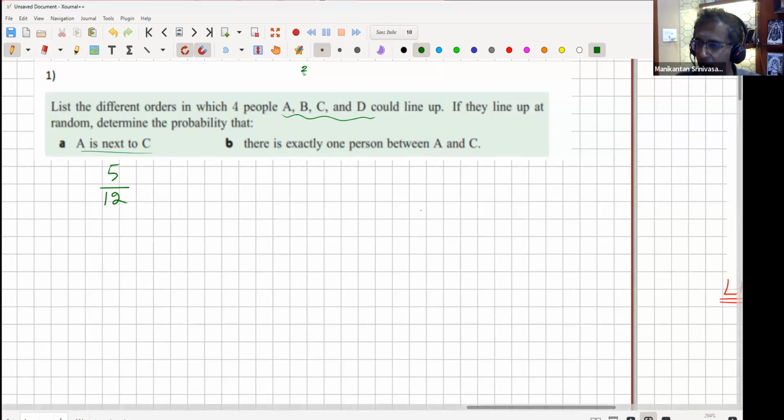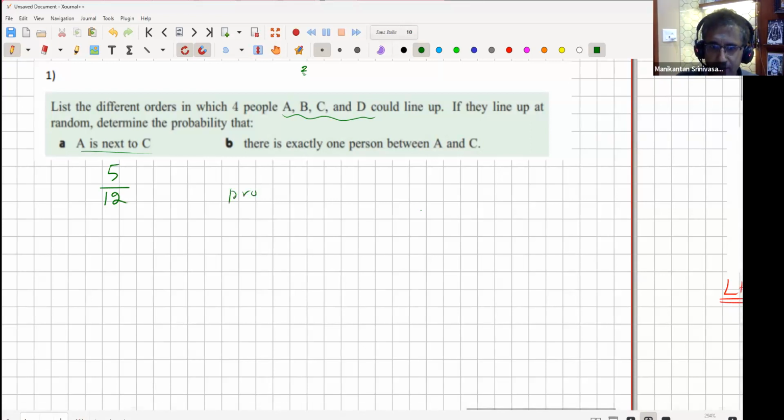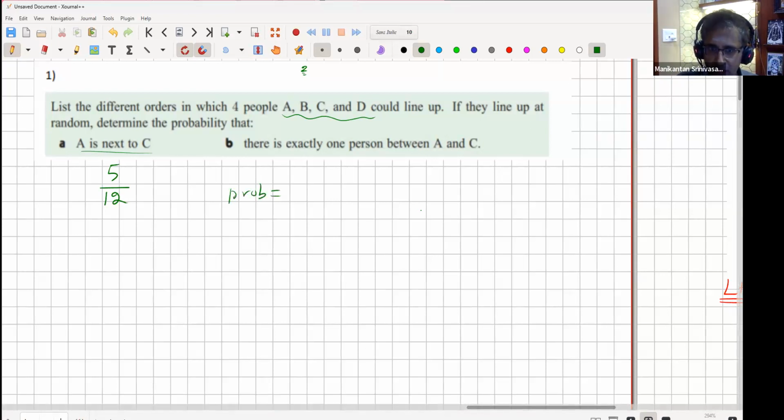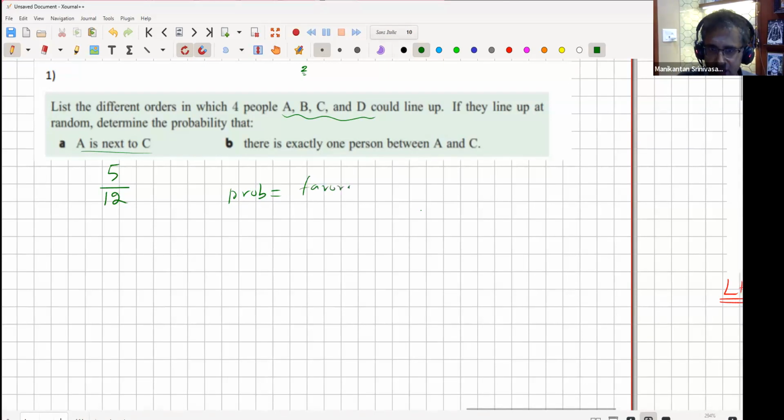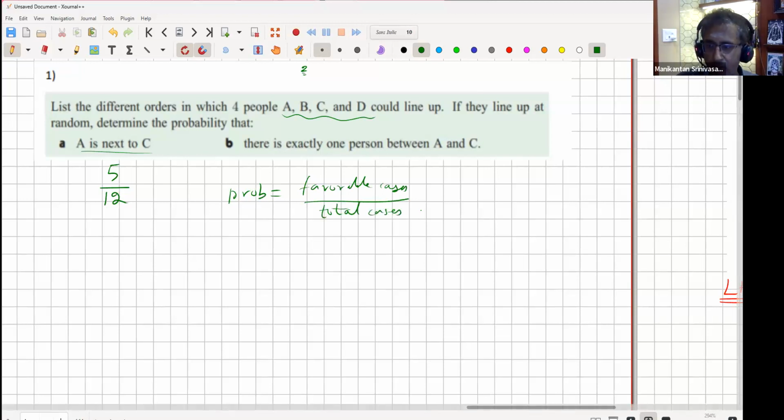By the way, probability is nothing but a combination. It's a mix of permutation and combination, right? Probability is the number of favorable cases upon the total number of cases. That's all probability is, right? Without any restriction, whatever it is, that's the total number of cases. That's the denominator. Now, specifically, we want some specific arrangement, some specific restriction. That's the numerator. Okay, so 5 upon 12 is what you say.